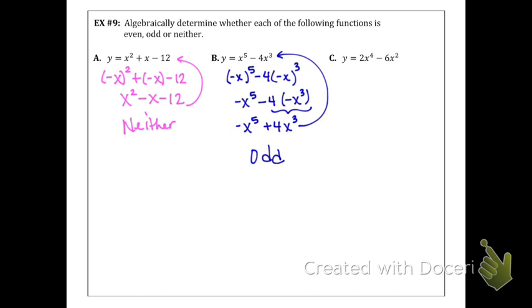And then C, let's try that one. Plugging in negative x for x. Remember, a negative number raised to an even exponent is always positive. So this is 2, and this can give me x to the fourth. Minus 6, and that would give me x squared. Can't simplify any more than that, so compare it. Is it exactly the same? It is, therefore this one is even.